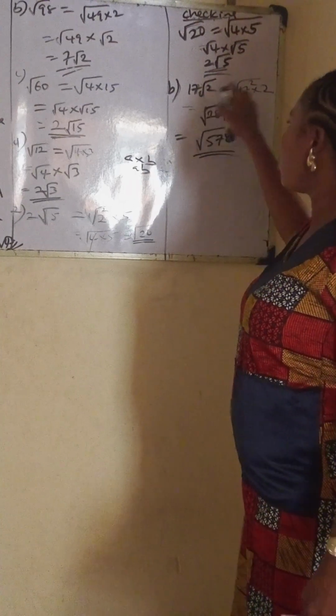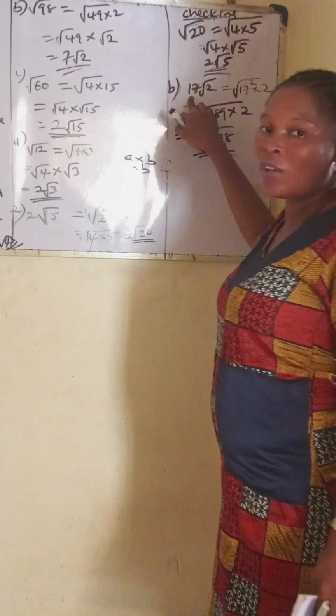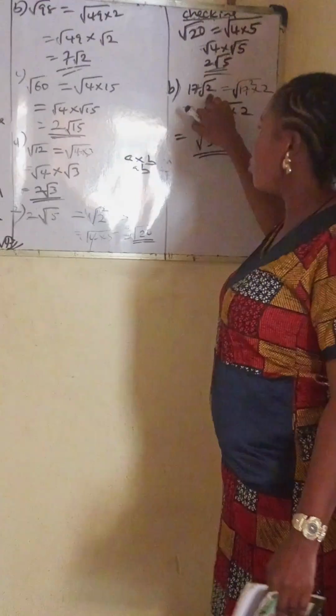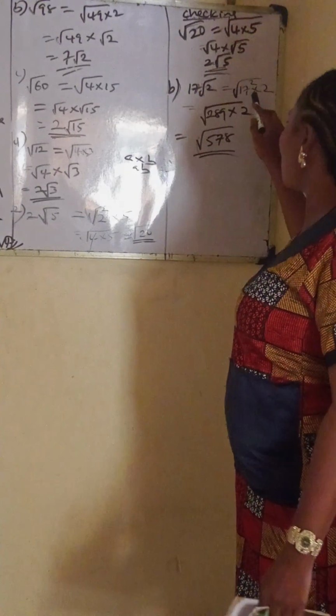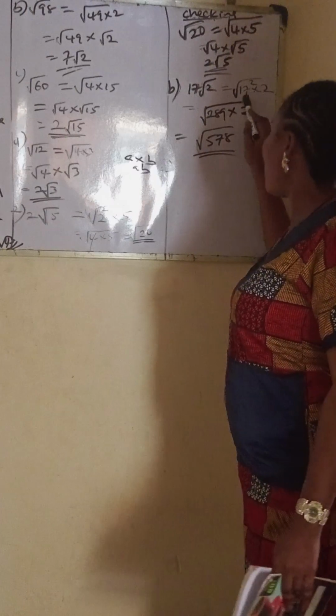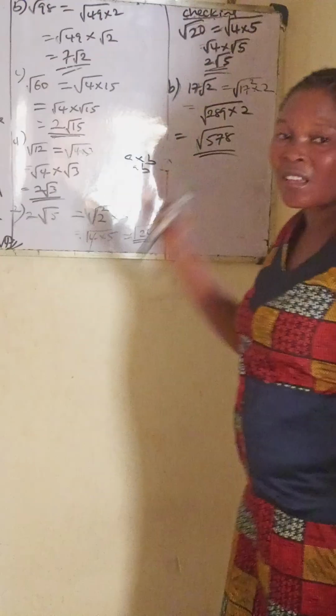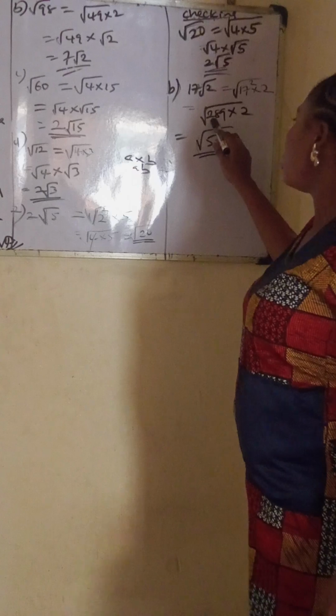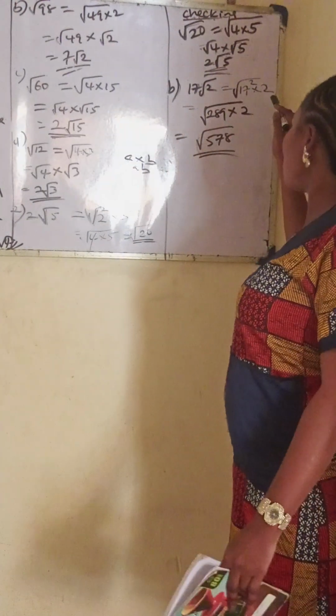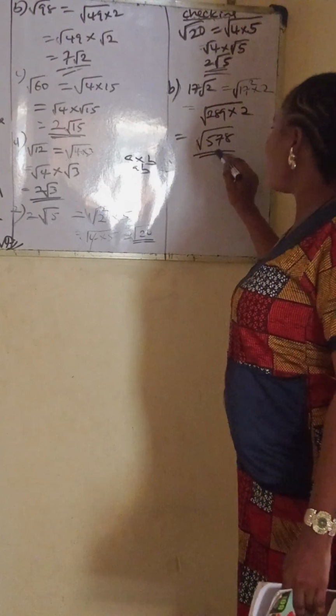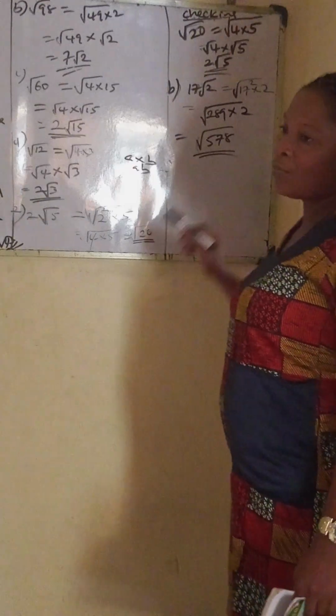We have 17 sort 2. You square the number, 17 squared times what? 2. Times the number that is inside, which is what? Sort 17 squared times 2. So square of 17 is the same as 17 times 17. Now 17 times 17 will give us what? 289 times 2. Then 289 times 2 gives us what? 578. That is our answer.